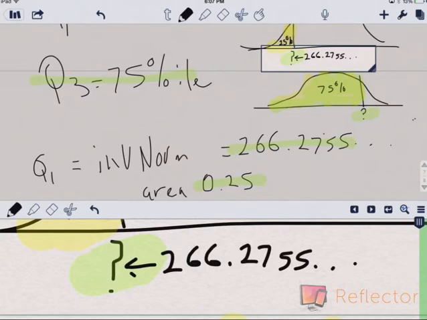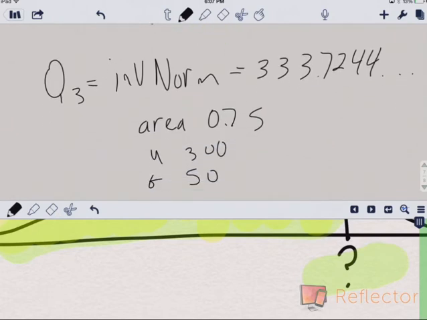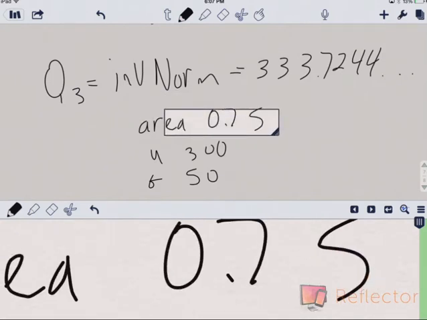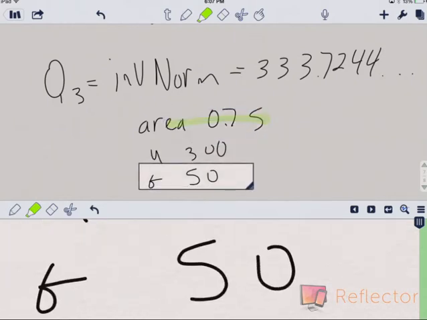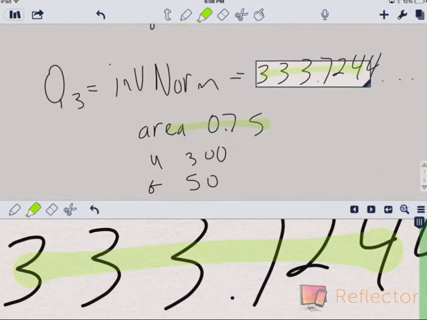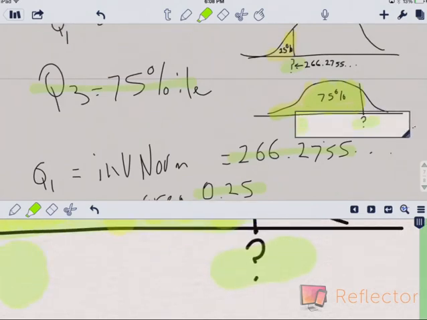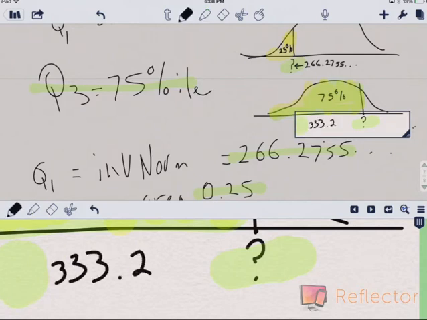Okay? Now, to do this for Q3, you're going to enter 0.75 as the area, the same mean and standard deviation, and that gives us an output of 333.7244... So we can write that in here, and that's that value of t-shirts per week.